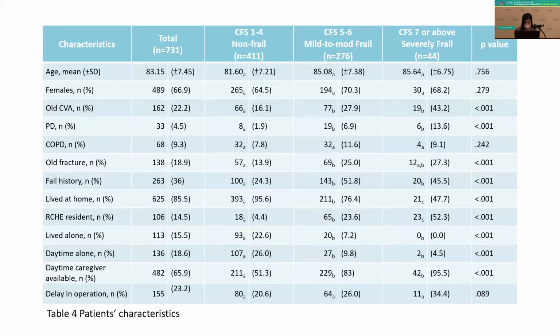This table illustrates patient characteristics. We can see that for the non-frail group, patients were less likely to have comorbidities like old stroke and old fracture, as well as history of fall. On the other hand, they are also more likely to be living alone or without a daytime caregiver.